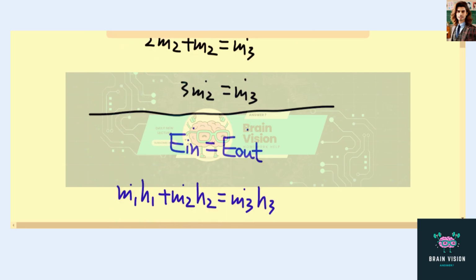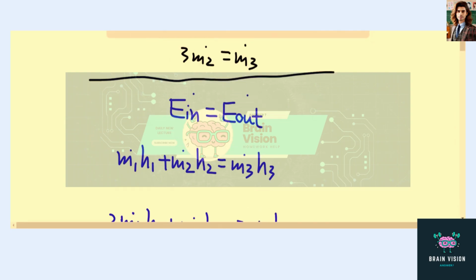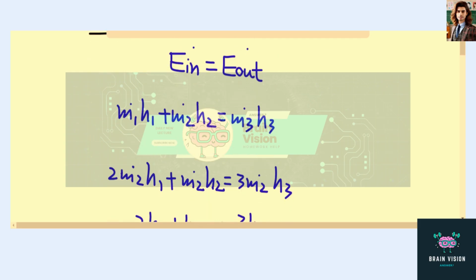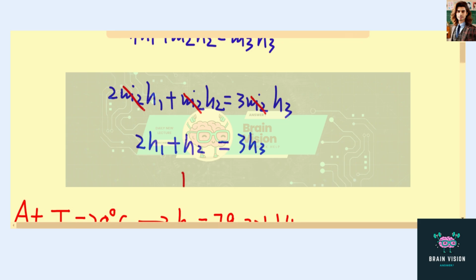And remember, before such calculation, we have 3 m2 dot is equal to m3 dot, and m1 dot is equal to 2 m2 dot. So we can use m2 dot to substitute for m1 and m3 in this case. So we have 2 m2 dot times h1 plus m2 dot times h2 is equal to 3 m2 dot h3. As you can tell, m2 dot can be cancelled off. And this gives us 2h1 plus h2 is equal to 3h3, which means that h3 is equal to 2h1 over 3 plus 1 over 3 times h2.